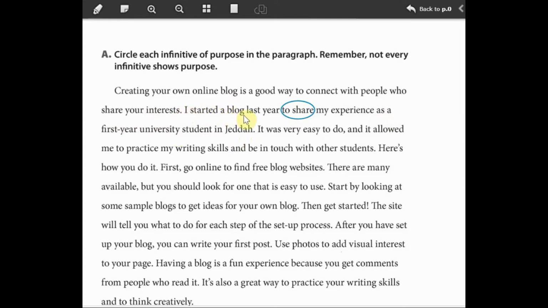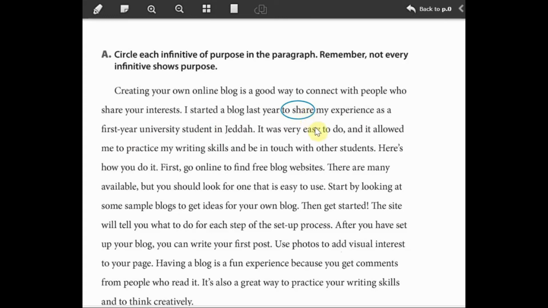And it also is a sentence where we can add in order to, and the meaning remains the same. Shall we try it? Okay, let's go. I started a blog last year in order to share my experience as a first-year university student in Jeddah. In order to has been mentioned and placed in the sentence, and the meaning remains the same, and the sentence is correct. So to share is an infinitive of purpose.